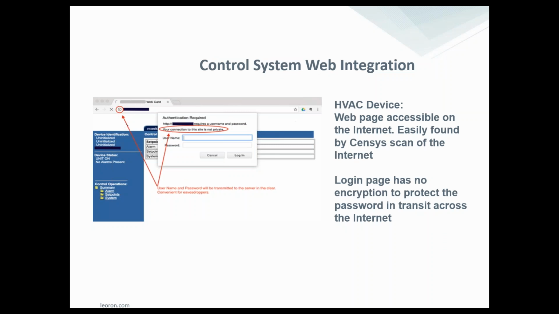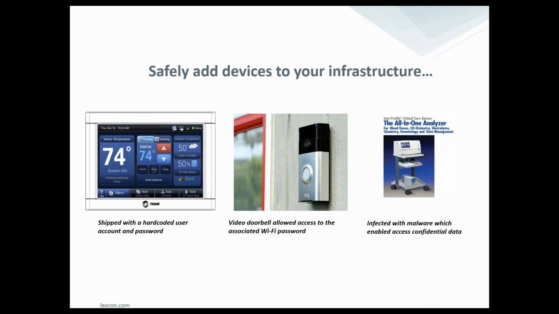Only then should we be looking at safely adding devices to our infrastructure. In this case, there was a product that was shipped, a really elegant looking environmental control system on the left-hand side. It was shipped with a hard-coded user account and password. That didn't get changed, it was exposed. Now we're going to talk a little bit about how you position that, because you can keep it from being exposed inside your network as well.